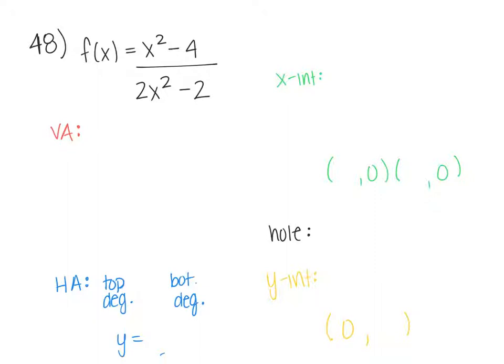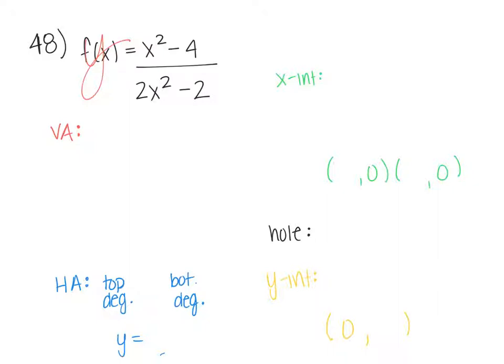Alright, so here is our first example. This is actually number 48 in your book. f of x equals x squared minus 4 all over 2x squared minus 2. If you remember from way back at the beginning, f of x and y are the same thing. So where there's an f of x, you can replace it with a y. Now we're going to go through and do all of these parts with this equation.